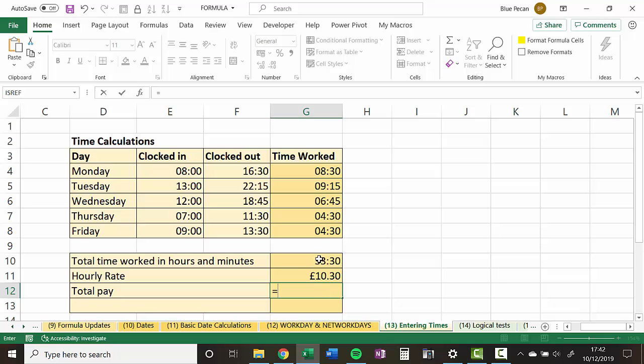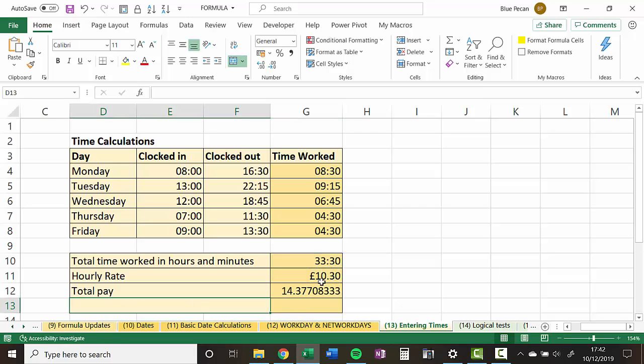So you'd think you'd just say, well, that's the time that I've worked, and I multiply it by my hourly rate, and I don't seem to get very much of a pay packet at the end of the week, £14.38 for 33 hours work. So that obviously isn't correct. Now, the trick to this is to understand what this time is.